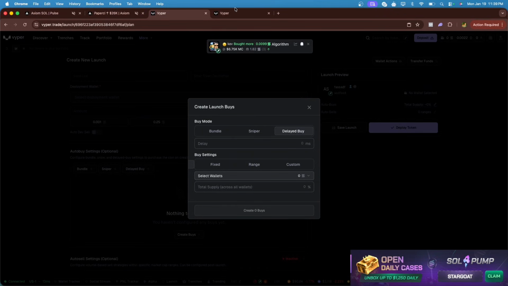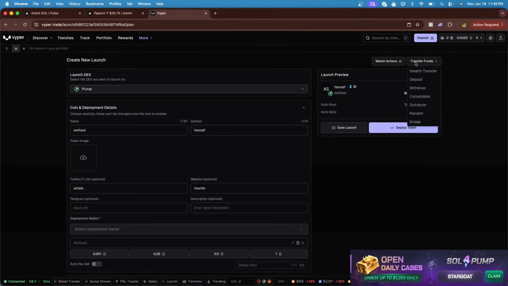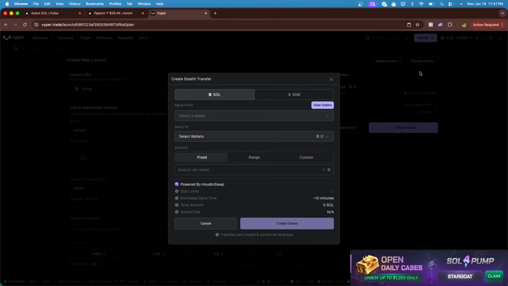I know someone did ask me about this recently, about Viper on one of my comments. So if this helps answer your question, you're gonna go to transfer funds as well, right? And then you're gonna be doing stealth transfer. So this is actually crazy. Even if you're not bundling, like let's say you wanna, hypothetically, not financial advice, transfer your crypto to another wallet without the transfer being trackable, if that makes sense, then you would do a stealth transfer, right?